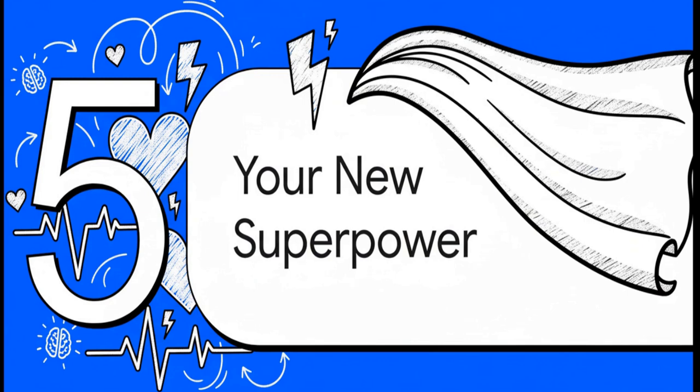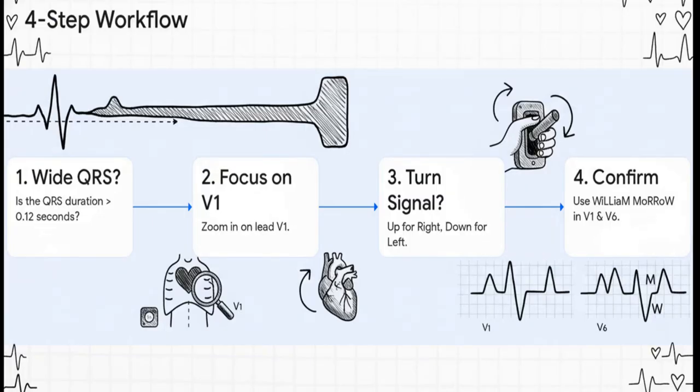And just like that, you've done it. What looked like a confusing mess of squiggles just a few minutes ago can now be decoded with a simple two-step process. You have literally just gained a new clinical superpower. So let's just boil it all down one last time. Step 1. Spot the wide QRS, anything over 0.12 seconds. Step 2. Zoom in on lead V1. Step 3. Use your turn signal, down for left, up for right. And finally, Step 4. Confirm it with our friends William Morrow in V1 and V6.